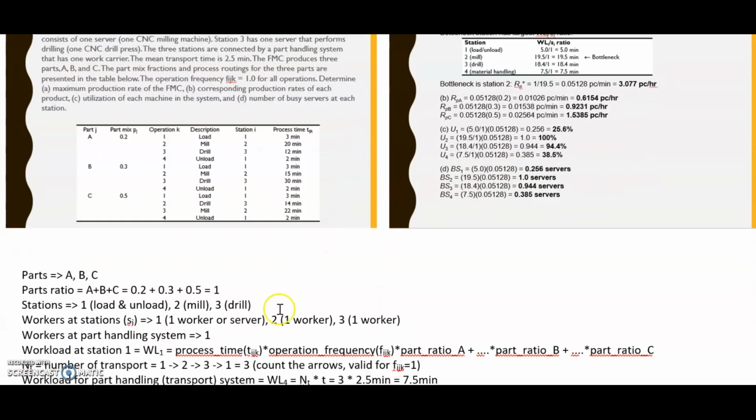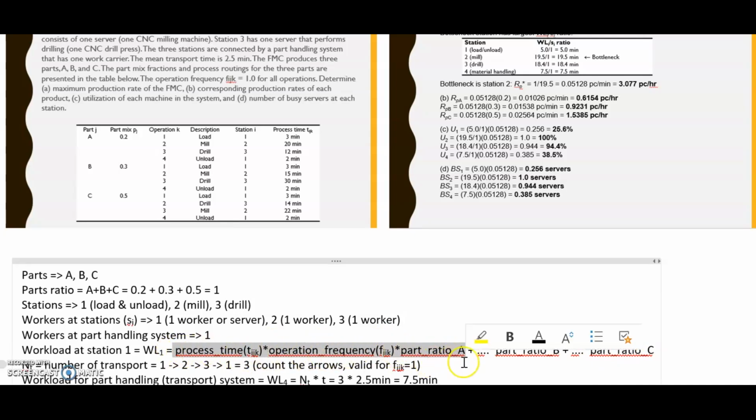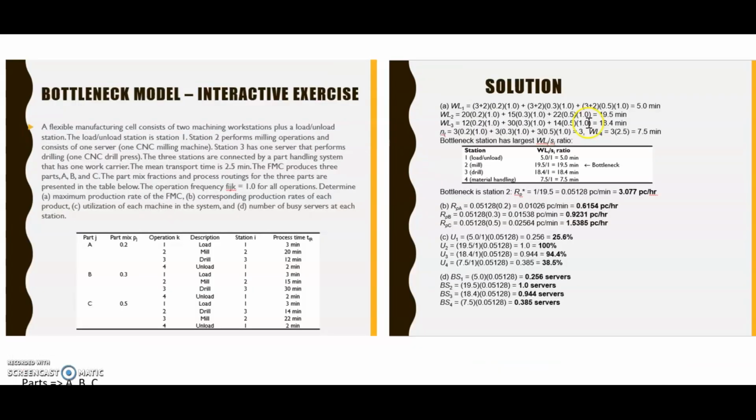The calculation for workload equals the process time at that station times the operation frequency times the part ratio for part A. Then we add the corresponding process time times the operation frequency times the part ratio for the second part, part B, and then we add the process time involved for part C. So this formula is repeated for each of the products: product A, product B, and product C.